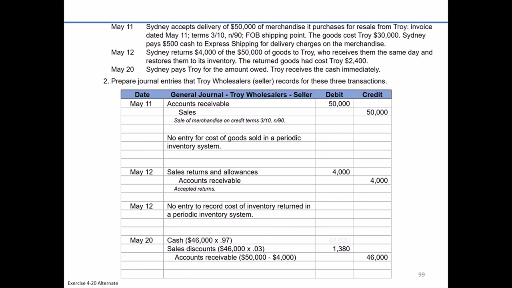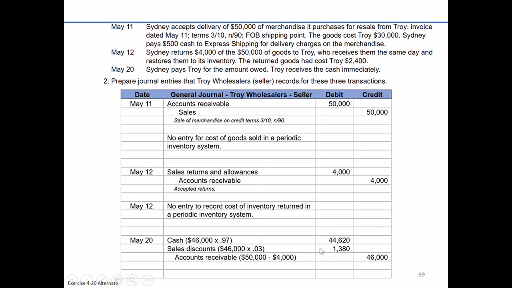Moving on to May 20th, our receipt of cash is going to be exactly the same no matter if we do the periodic system or perpetual system, so I'll work through this fairly quickly. We've got an overall accounts receivable balance due of $46,000, so we'll lower it by crediting it. The original $50,000 invoice minus the $4,000 return leaves us $46,000.